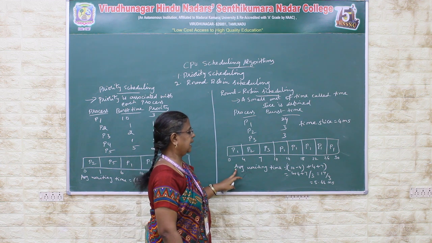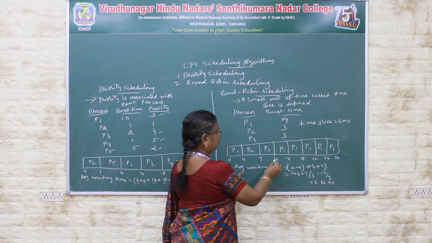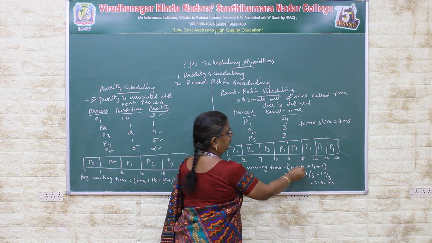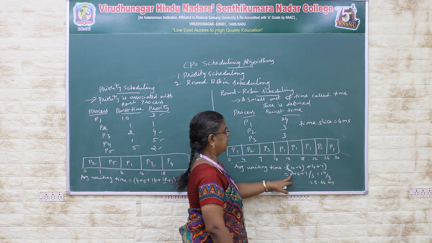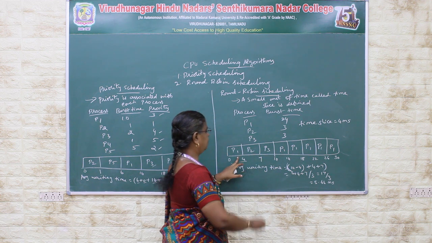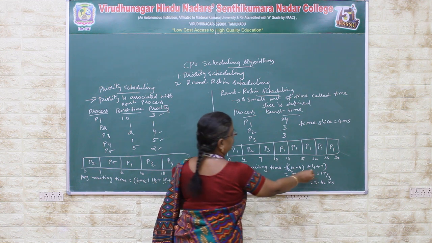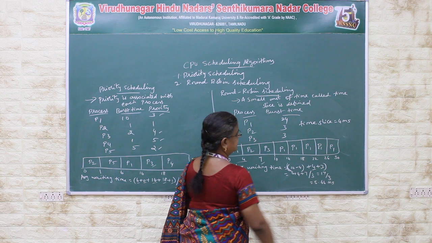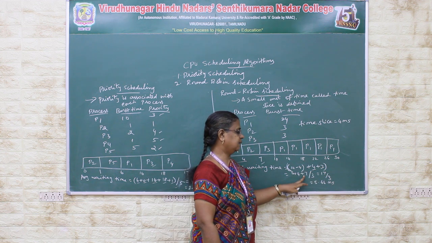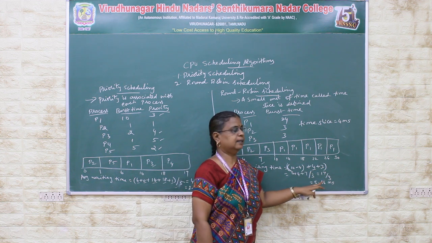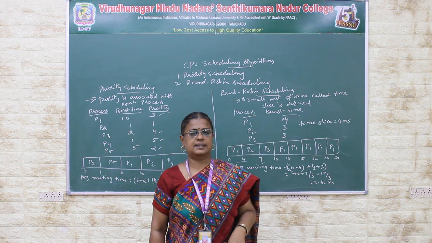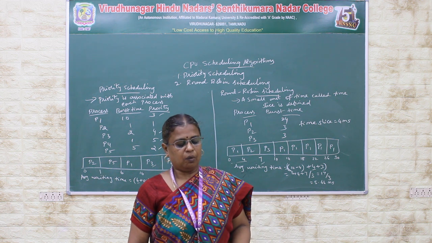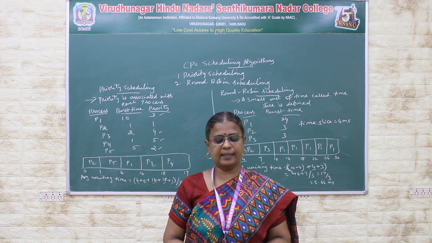So the average waiting time: the first process P1 executed for the first 4 milliseconds, so we take 10 minus 4, which is 6. Next, process P2 has to wait for 4 milliseconds, so its waiting time is 4, and P3 has to wait until 7 milliseconds. So 6 plus 4 plus 7 divided by 3 equals 17 by 3, which is 5.66 milliseconds.